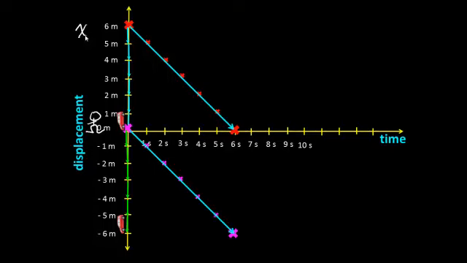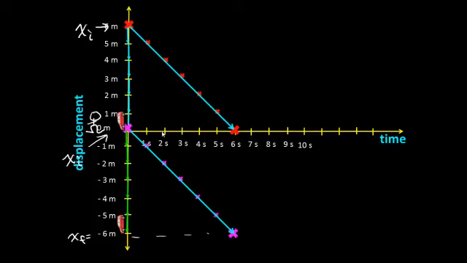So the initial position of this car starts way up here at x equals 6 meters, whereas the initial position of that car would be right here at the origin. And then the final position for this car would also be down here. And then the final position for this car would be at the origin. And that just shifts the displacement graph up or down.